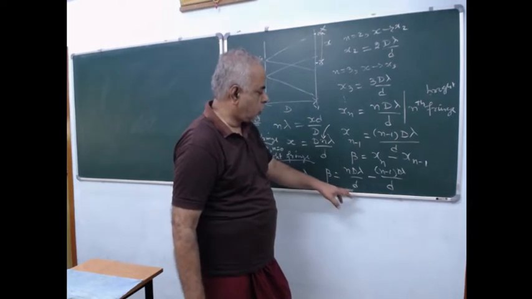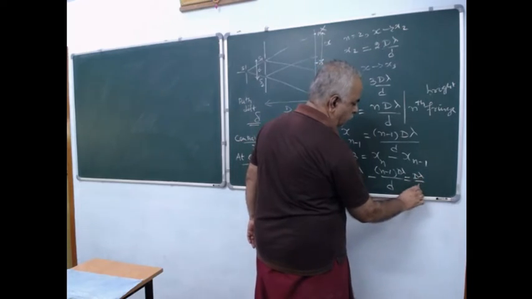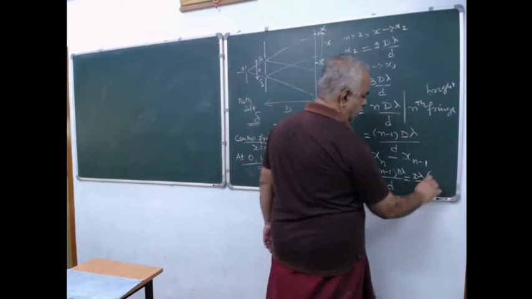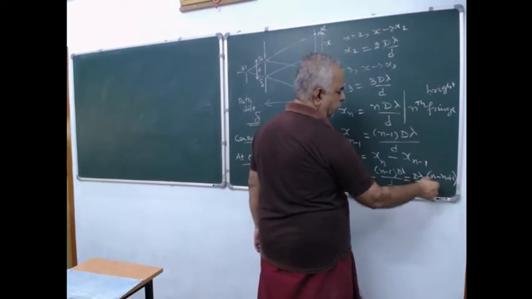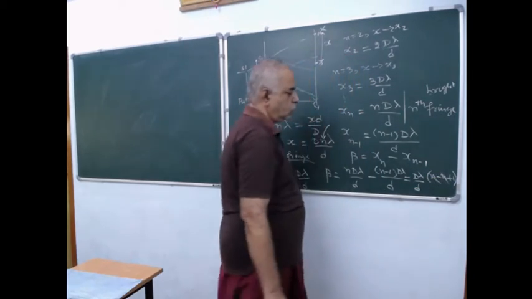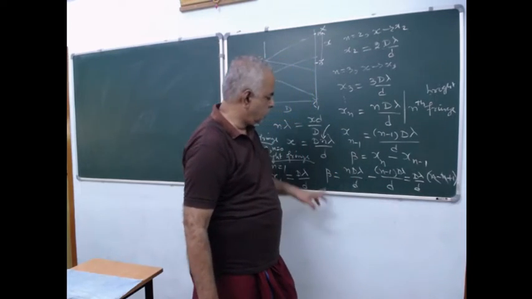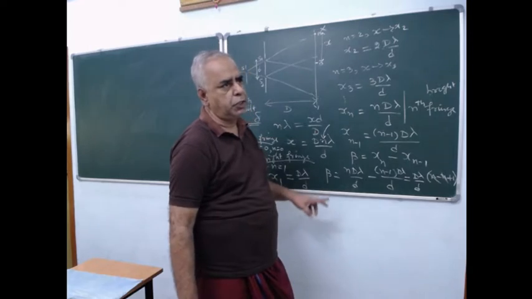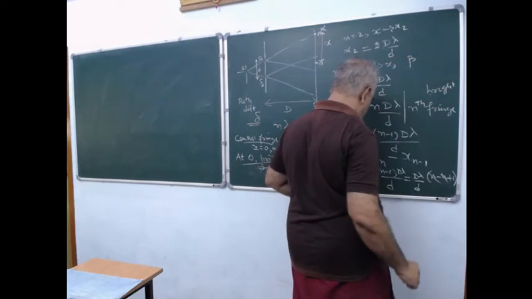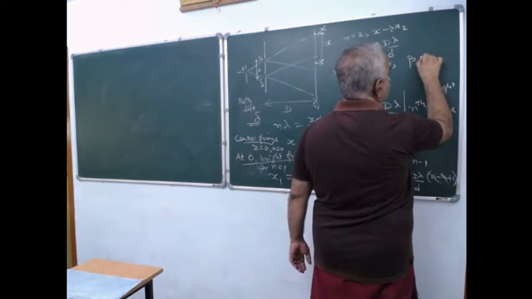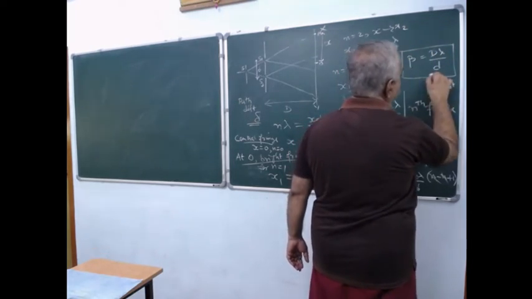Now which are common? D lambda is common, so you can take outside the bracket d lambda divided by small d, and the remaining is n minus n plus 1, so 1. So the n can be eliminated, 0. So d lambda by d into 1, that is equal to beta. So beta is equal to d lambda divided by small d for bright fringe.